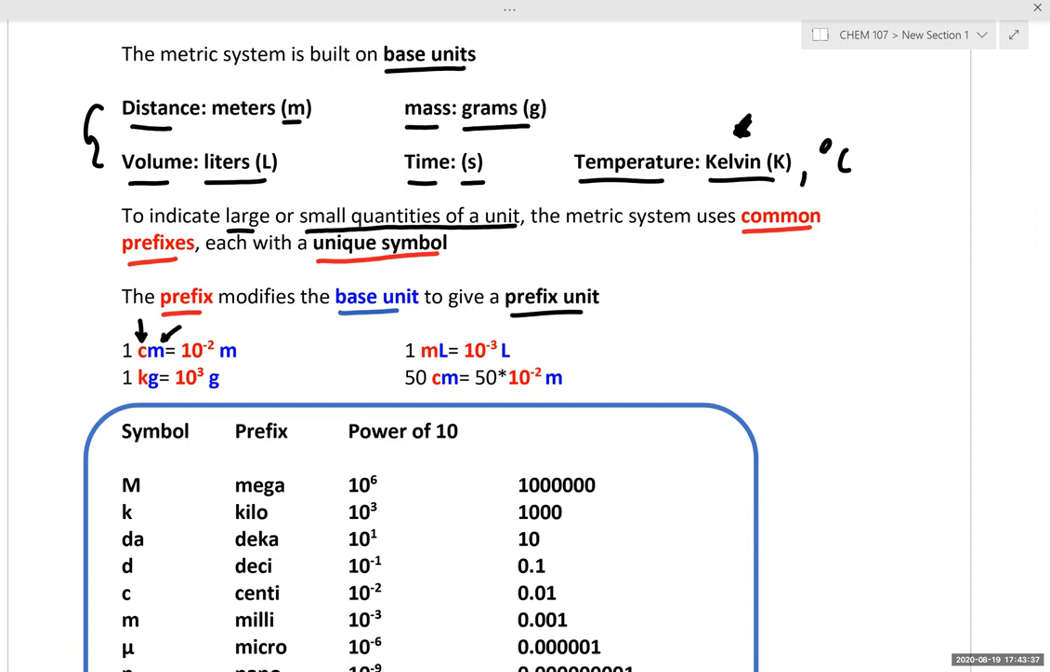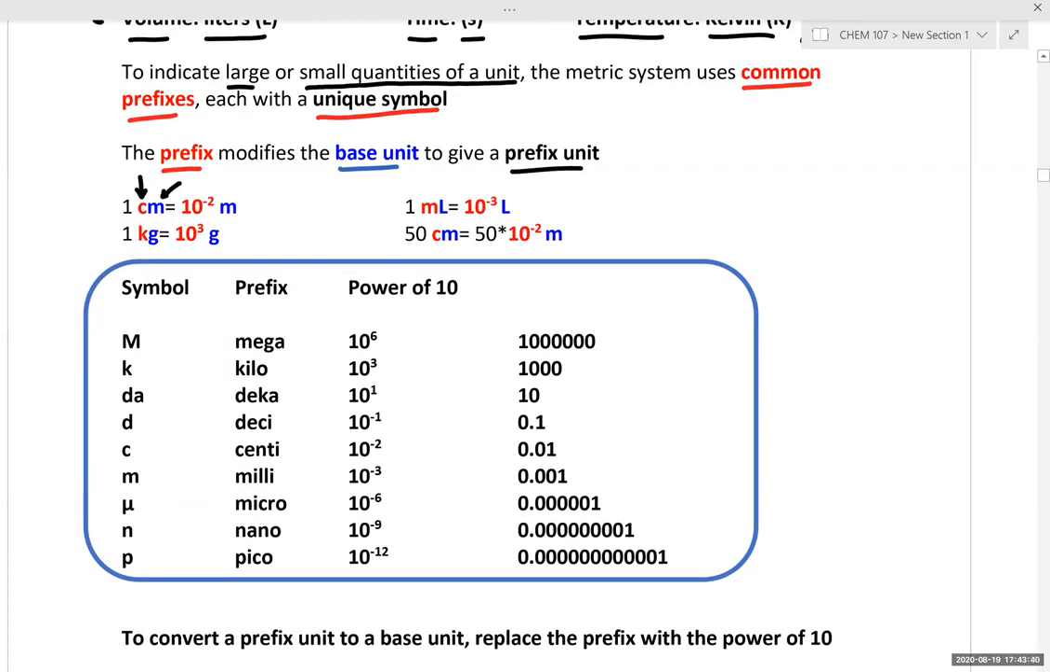Now, looking at each of our different metric prefixes, each of our prefix symbols corresponds to a power of 10. So each of these prefixes are representing a power of 10 amount of our base unit. So I have a list of all of the metric prefixes that I'd like you to memorize and be familiar with. And now we'll talk about how we can use these prefix units to modify our base unit.